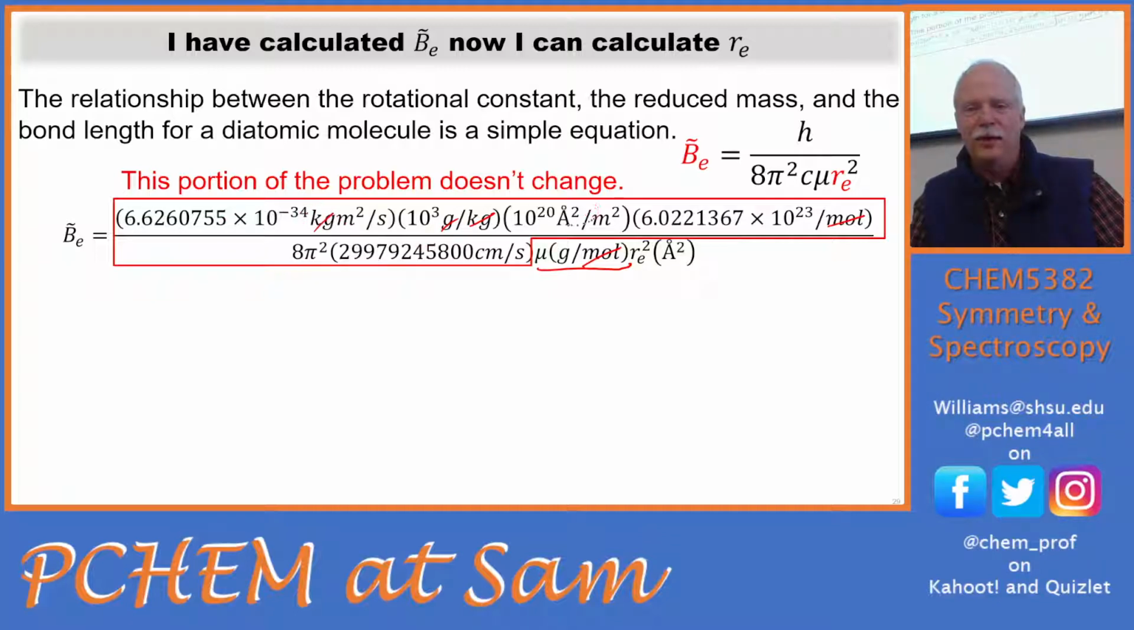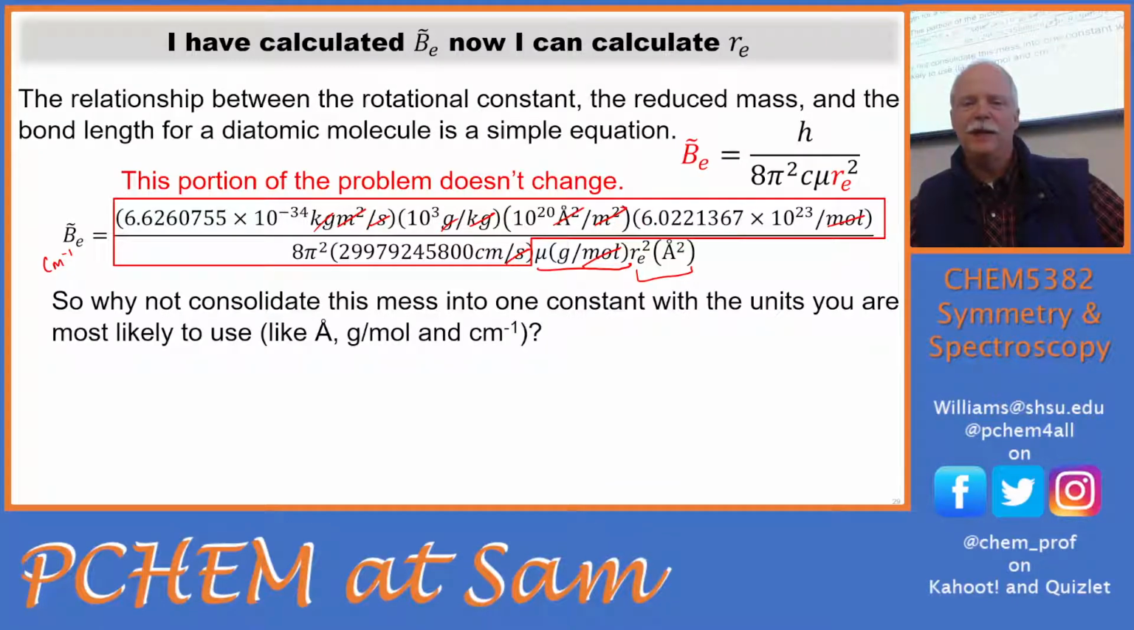Okay, then we're dealing with bond length. We want that in angstroms, but it's going to be angstrom squared. And so this is 10 to the 20 angstrom squared per meter squared. That per meter squared cancels with Planck's constant. Then we have Planck's constant divided by the speed of light, so the per second goes away. Let's see, what do we have? And then our B value is in wave numbers, okay? And so this has got centimeters to the minus 1. So we can rearrange all of this and we can solve for this bond length in angstroms.